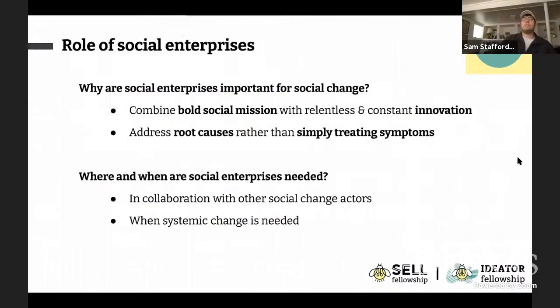So what do social enterprises do? We've talked a lot about what they are and who they are and how they do it, but what do they actually do? Social enterprises are important for social change because they combine bold mission with relentless and consistent innovation. So it's basically a bunch of people sitting down and saying, how can we integrate business practices and how can we make something sustainable that's going to create sustainable social change? And we address the root cause rather than treating symptoms.